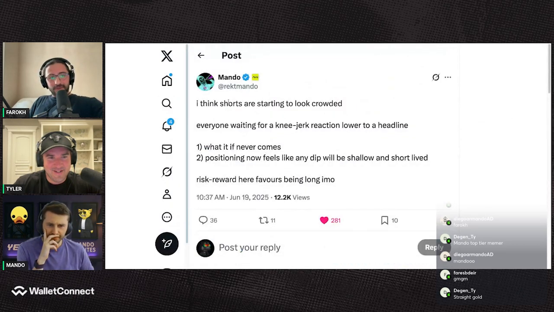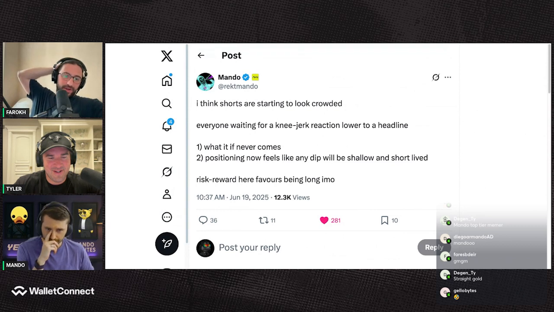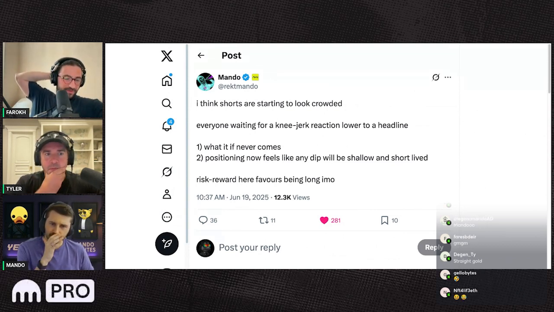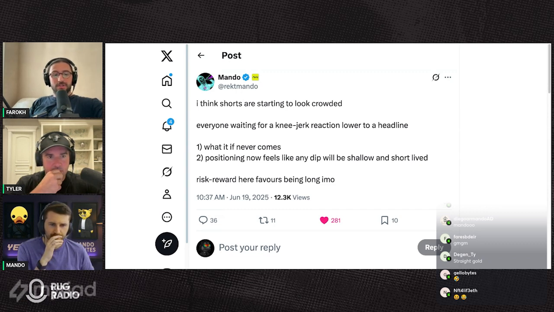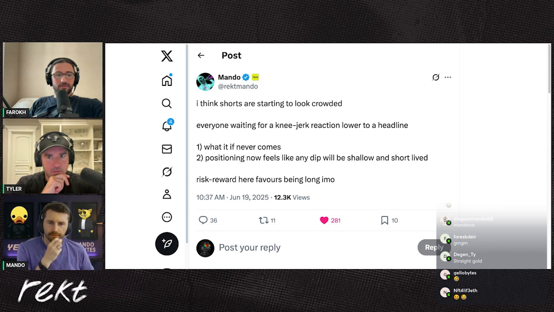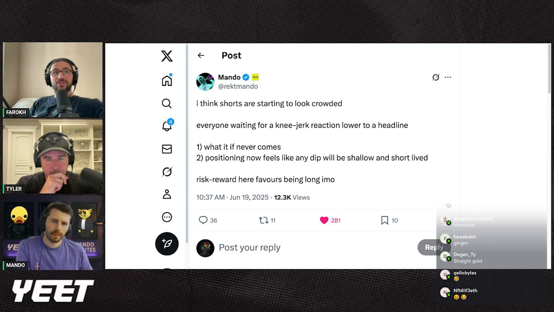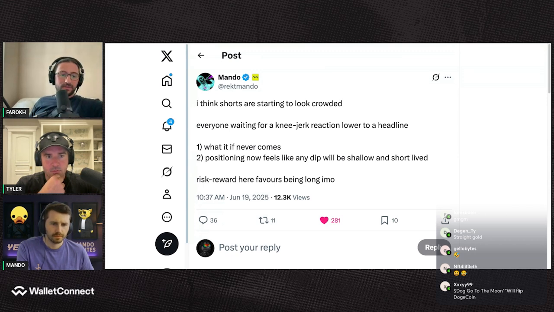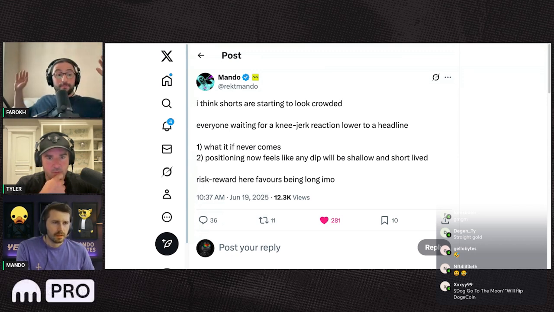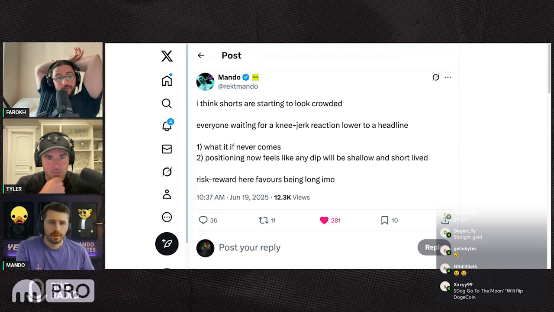Anyways, I think shorts are starting to look crowded. Everyone's waiting for a knee-jerk reaction lower to a headline. What if it never comes? Positioning now feels like any dip will be shallow or short-lived. Risk reward here favors being long. Personally speaking, I have not touched a single position since I was in New York for the Solana conference. And the Farokh position I haven't touched since before Consensus Toronto. Even before that, I'd say I haven't traded in two months, even though I'm down on some stuff that I bought last month.